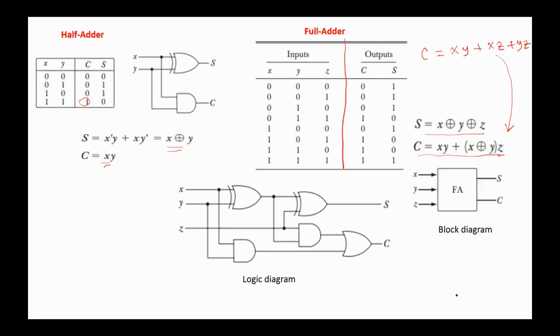using 2 half adders. Here is the logic diagram, the circuit diagram for the full adder, and here is the block diagram. Here the full adder is implemented using 2 half adders. This is the first half adder, and this is the second half adder, and we need an external OR gate in order to generate the carry.